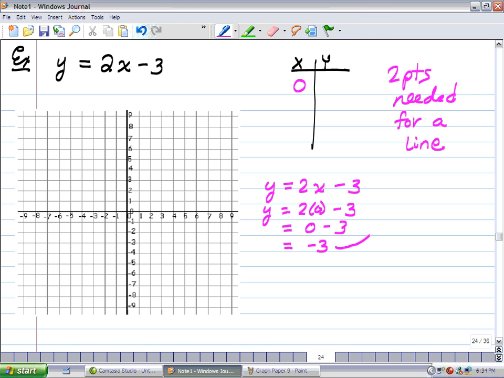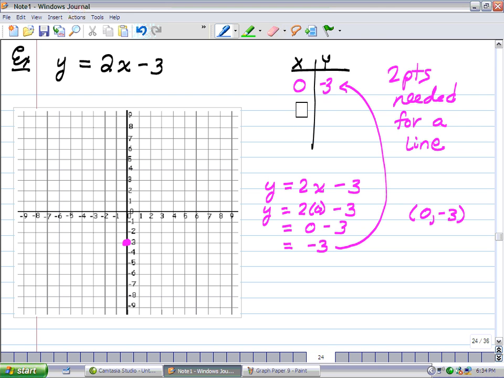So now that I have found this, I'm going to go back up here and put the negative 3 into the equation. Remember, that gives me the point 0 comma negative 3. Come over here under the 0 and go down to the negative 3, and I get this point. I need a second one, so let me pick another number. Let's see, how about 2? You can pick any number you want.